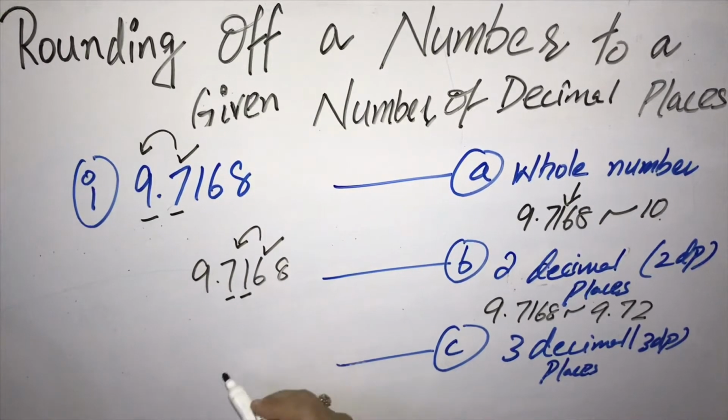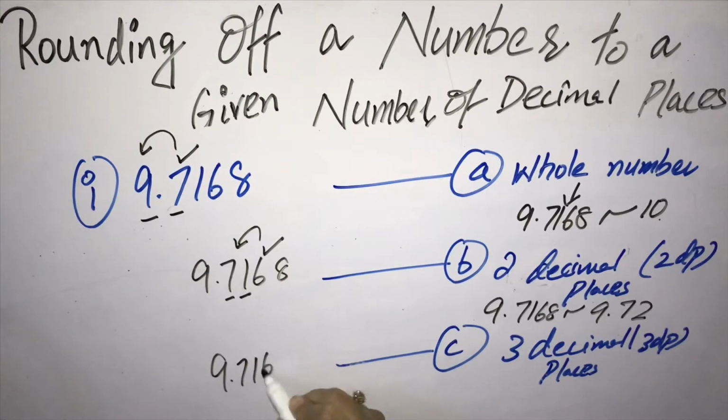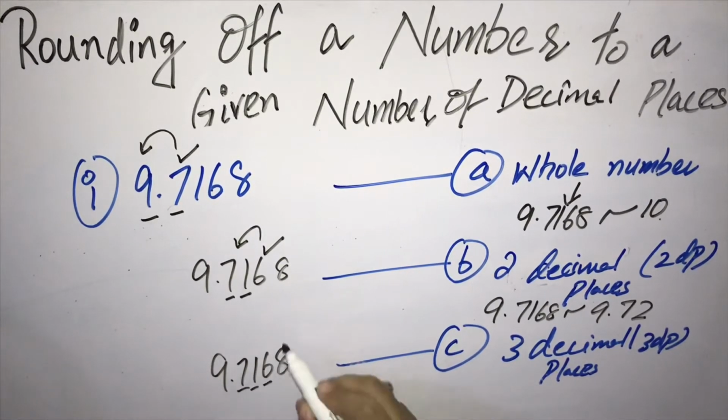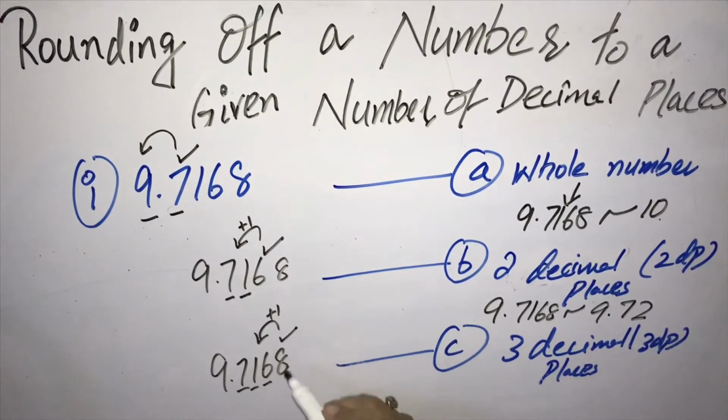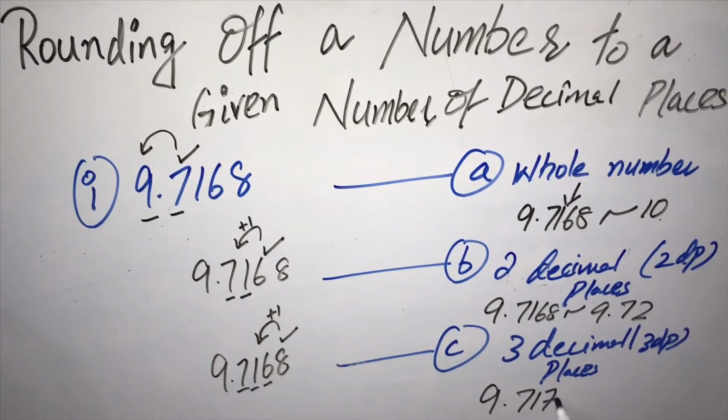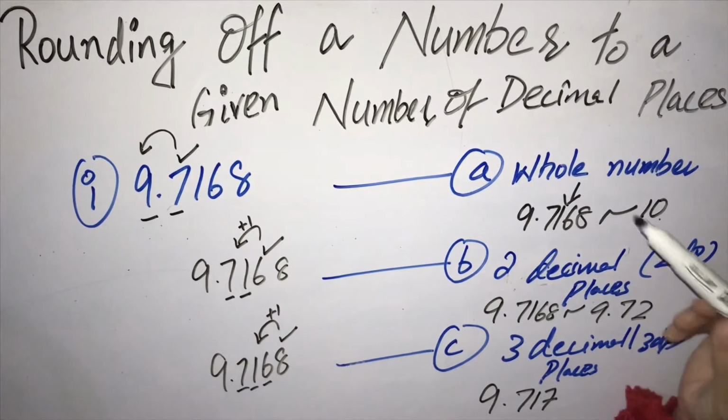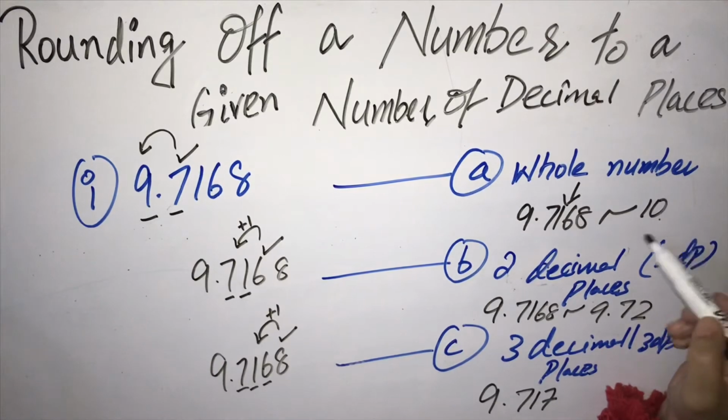Again, in this case, when I have to take it to 3 decimal places, I will select 3 decimal places and check the fourth one. If the fourth one is equal to 5 or more than 5, it will give 1 to the previous number and we shall drop it and our answer will be 9.717.